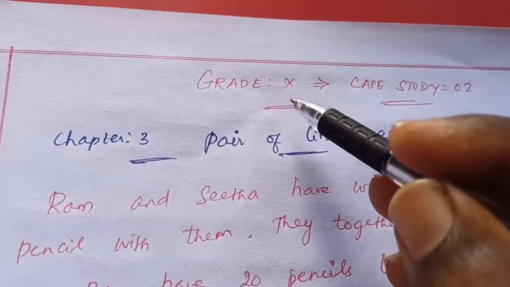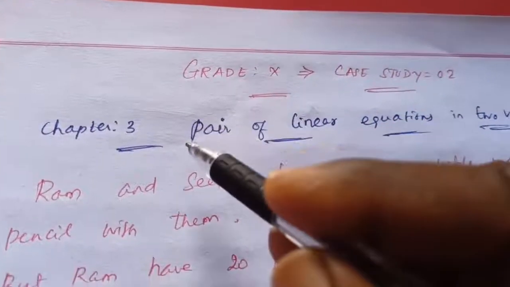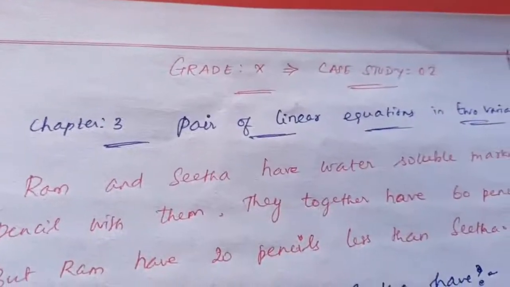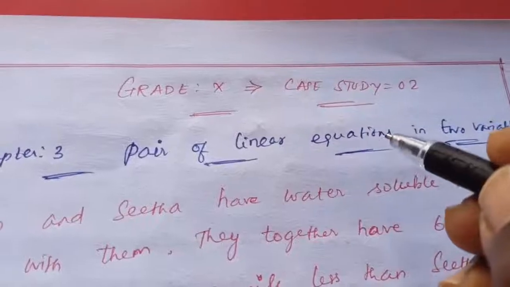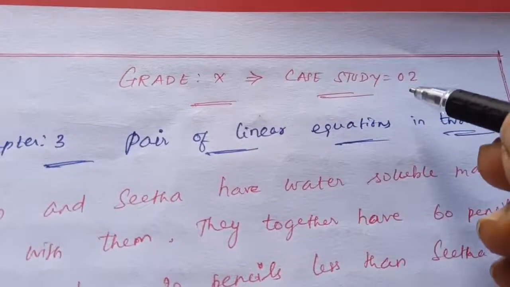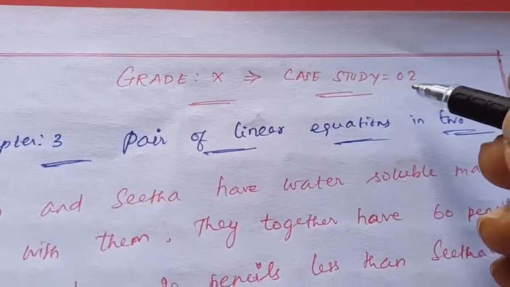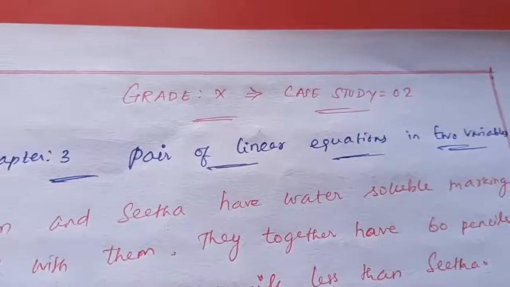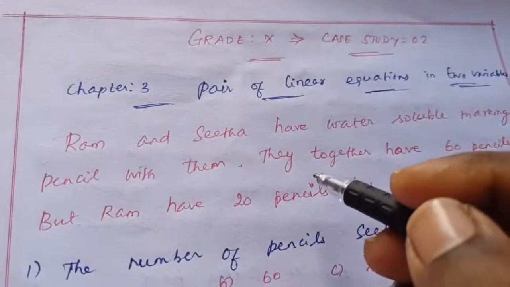Today we are going to learn about grade 10 case studies. The topic is pair of linear equations in two variables. This is case study number 2. Case study number 1, the video link is given in the description, please make use of it. So shall we go for the question?